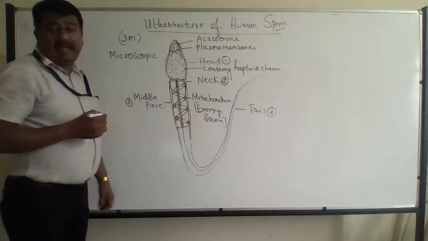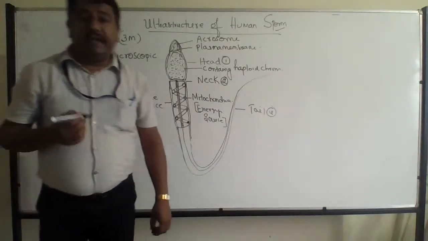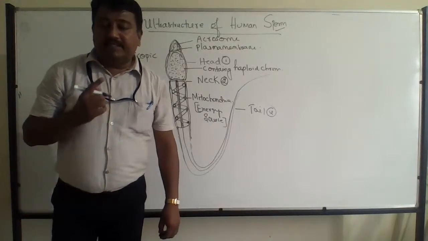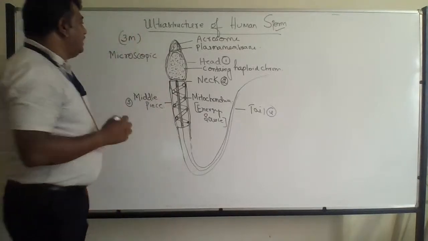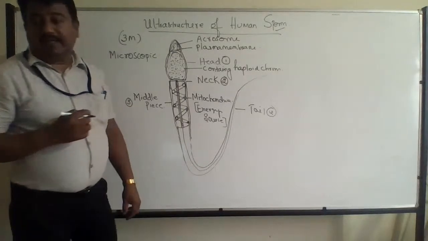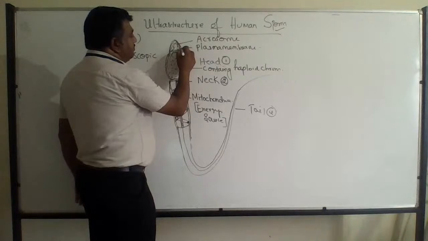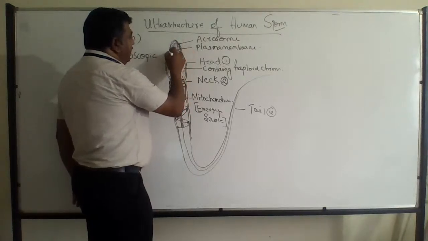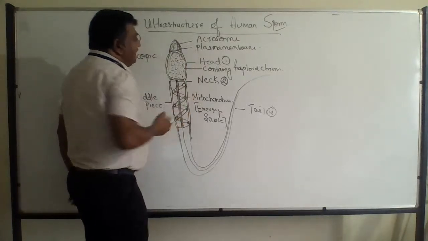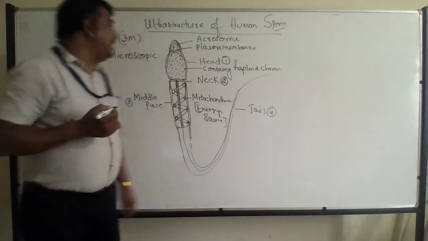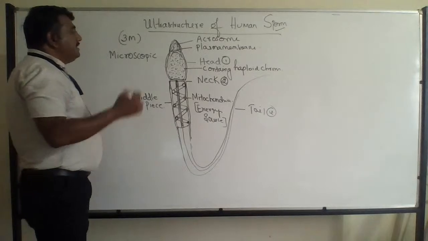It is composed of a head, neck, middle piece, and a tail. In addition to that, there's a plasma membrane. This plasma membrane envelops the whole body of a sperm.